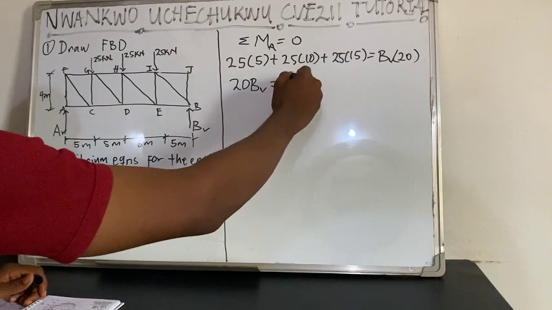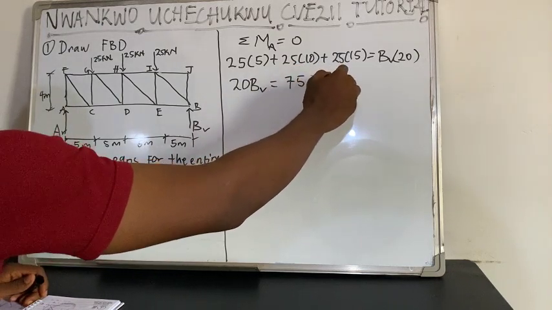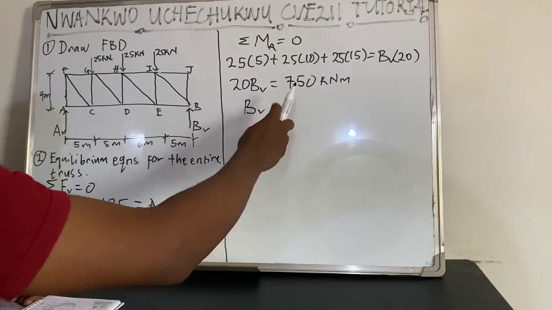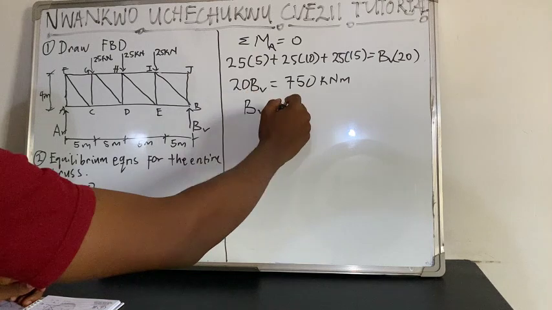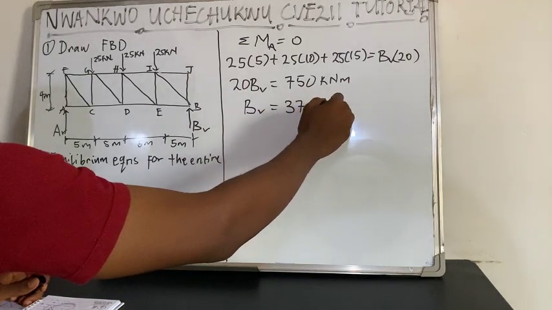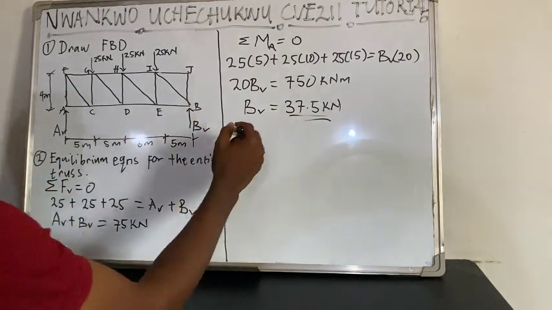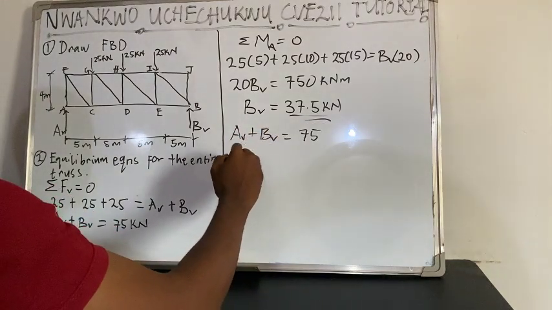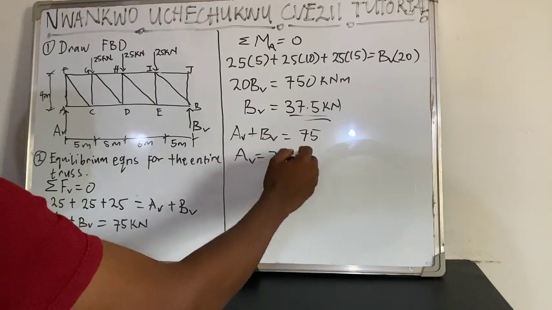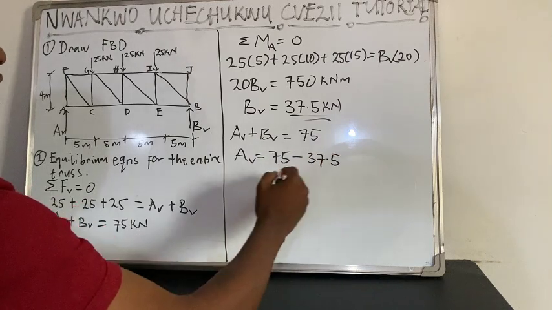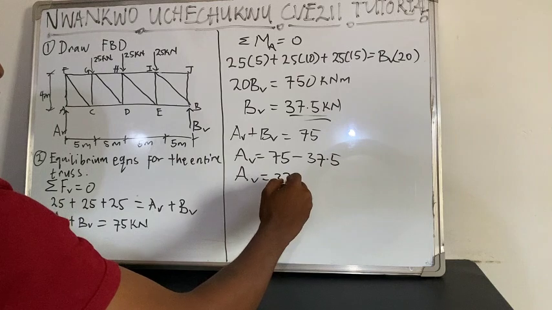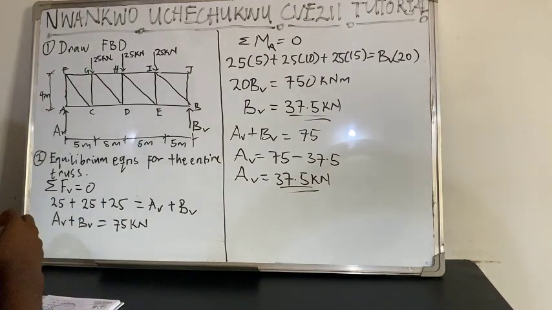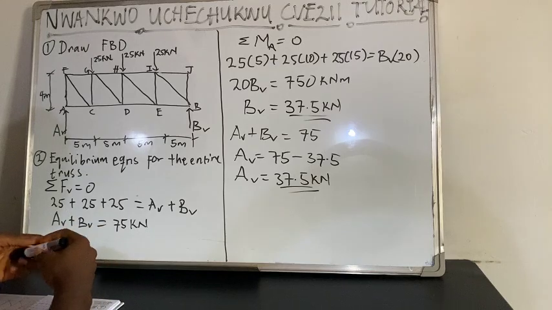Simplifying this with your calculator, 20 BV is equal to 750 kilonewton meters. So BV is equal to 750 divided by 20, which gives us 37.5 kilonewtons. We recall that AV plus BV is equal to 75. That means AV is 75 minus 37.5, which is also 37.5 kilonewtons. So now we have our AV and BV, we can start analyzing our trusses.